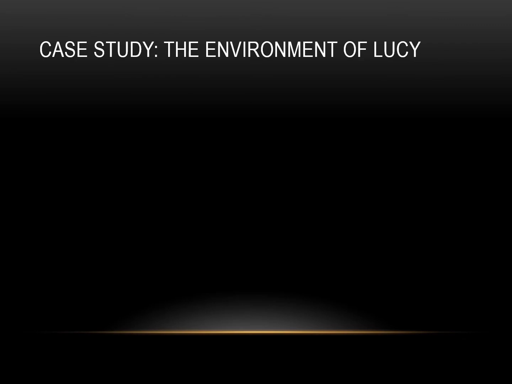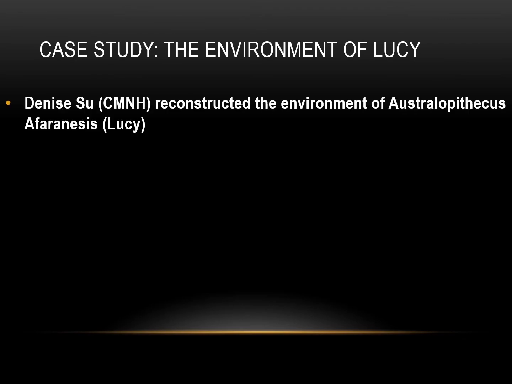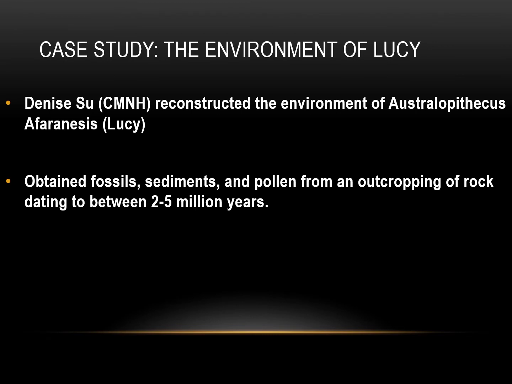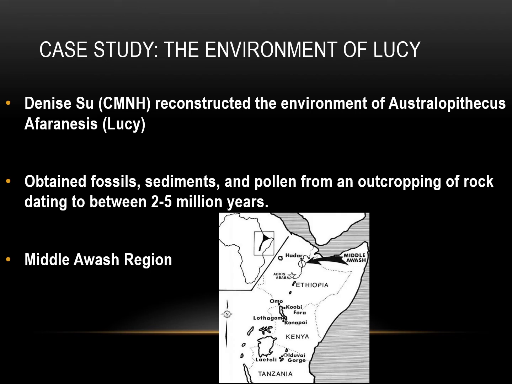So if we look at a case study, an environmental reconstruction of one of our ancient human ancestors, we have the reconstruction of the environment of Australopithecus afarensis, right? More importantly, we call her Lucy. This was done by Denise Su at the Cleveland Museum of Natural History. So what she did is she obtained fossils, sediments, and pollen from an outcropping of rock in the Middle Awash region in Ethiopia. And that outcropping of rock dated to around 2 to 5 million years, right? So right during that time period that Lucy was existing in that landscape.